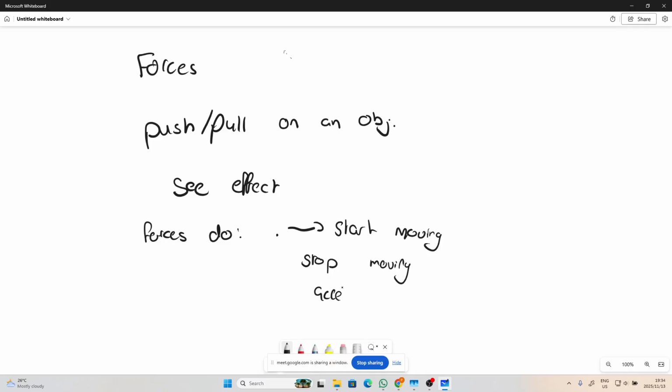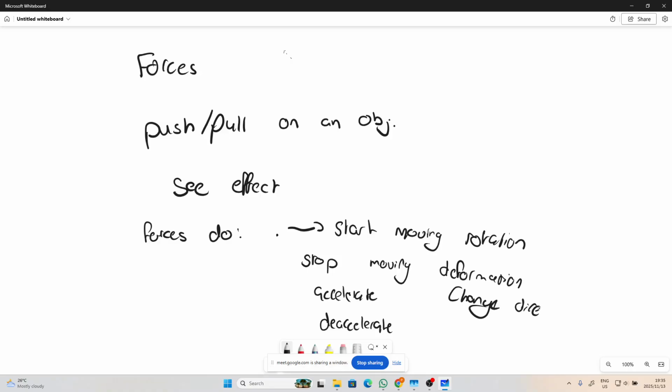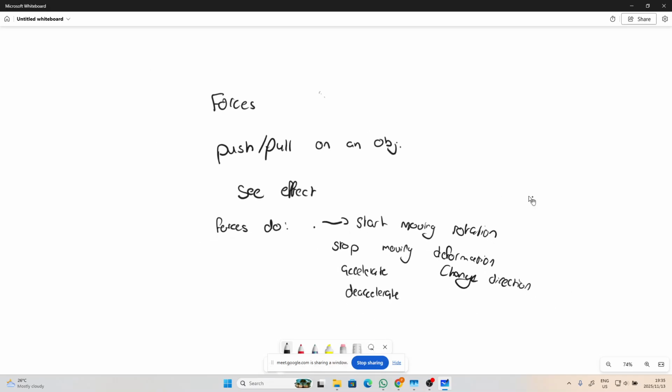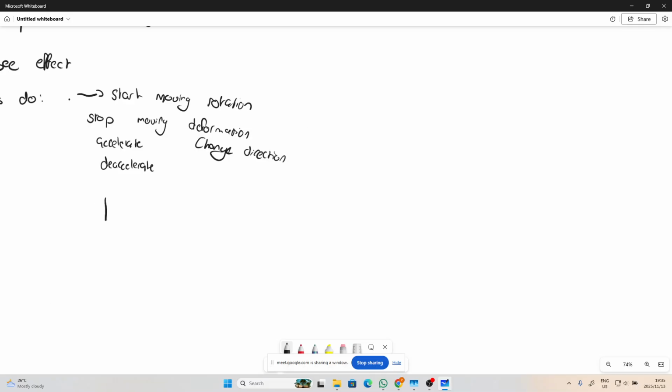accelerate, and decelerate. It will cause rotation and deformation, change in direction. So that's the simple part of it. Generally we measure force in newtons. So keep that in mind.